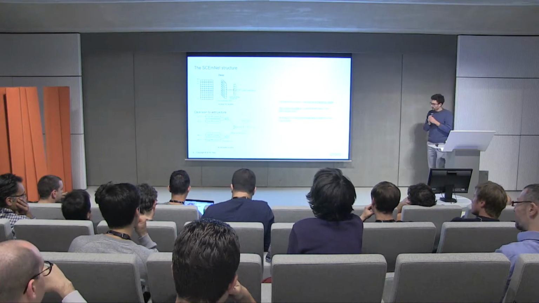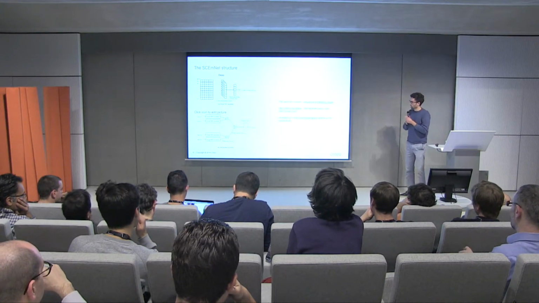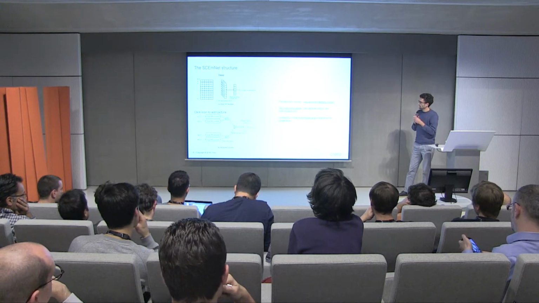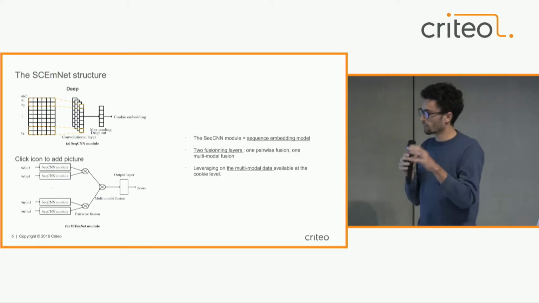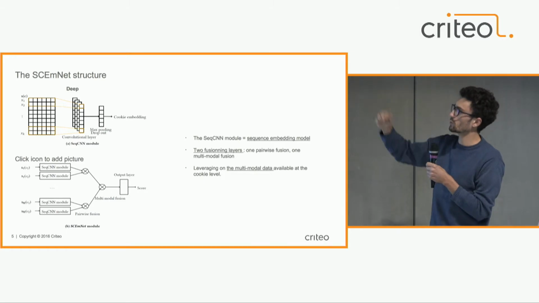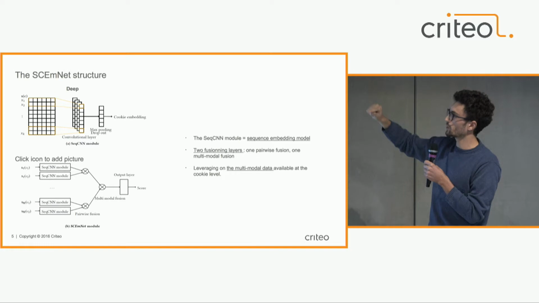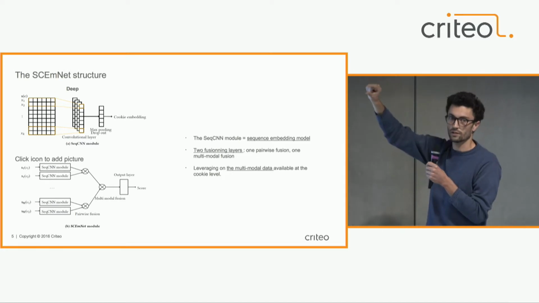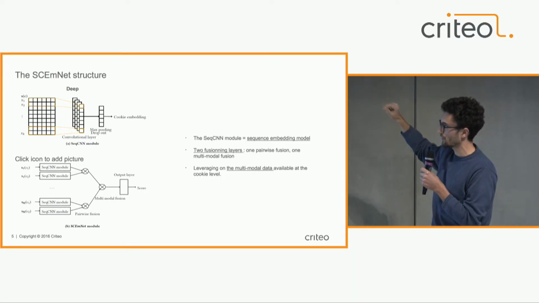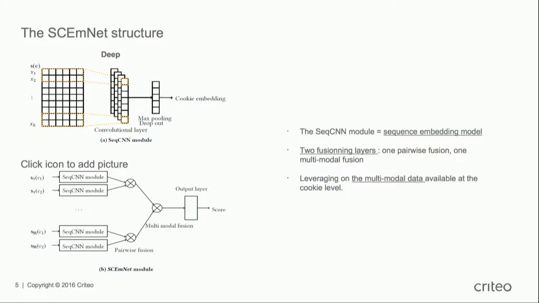Our pair ranking algorithm is based on the SCAMnet structure. For each sequence, a sequence is a sequence of tokens, and each token is embedded. So now a sequence is represented by a matrix where each line is an embedded token. And we use a CNN module coming from the text-CNN paper by Yoon Kim. The CNN module is just a convolutional network that outputs an embedding for each sequence.